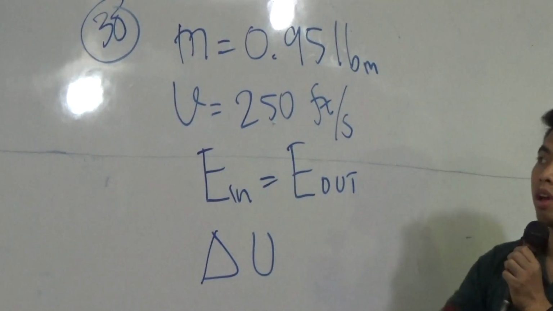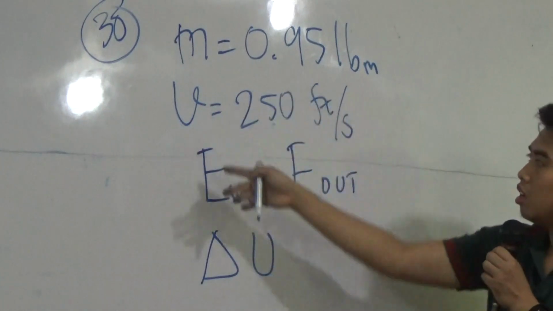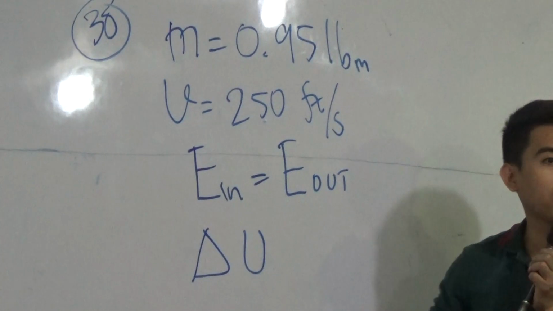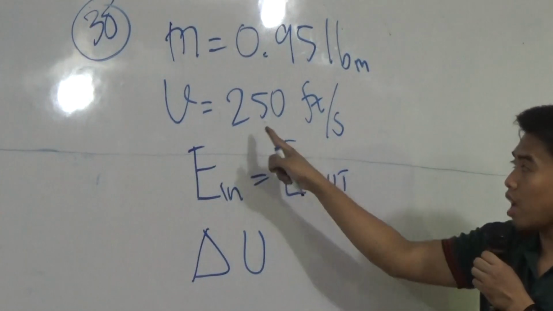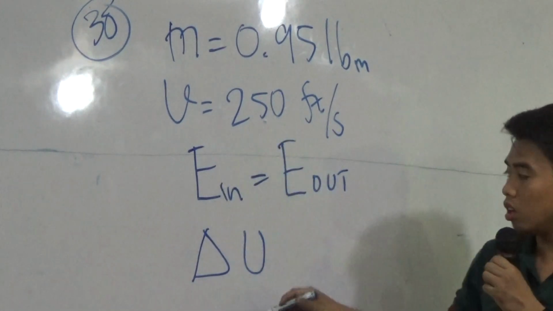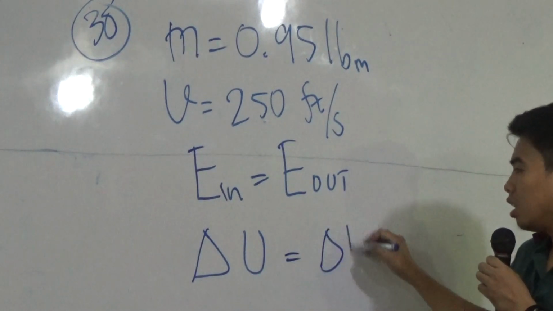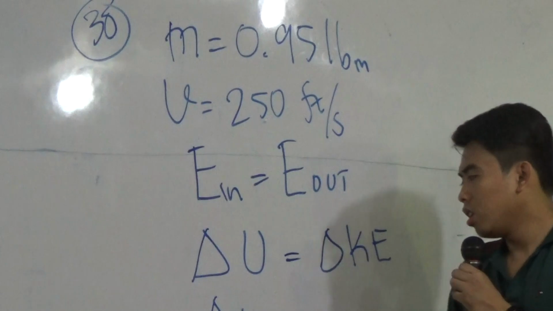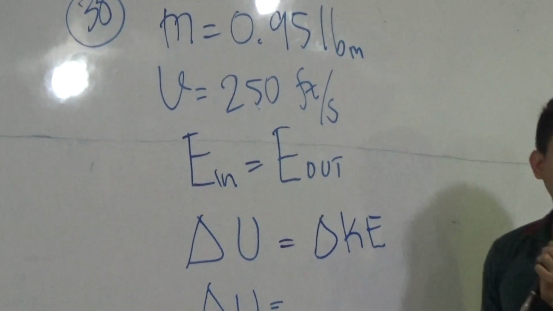Ay, considering yung given, neglecting potential, ano to? Anong energy yung nag-transform? Internal tsaka kinetic. Kasi meron tayong velocity, sir. So, yun lang yun, sir. Isang internal, isang kinetic. Okay, so this is unknown. So, change in internal yung nawawala. Ano ba yung kinetic natin?